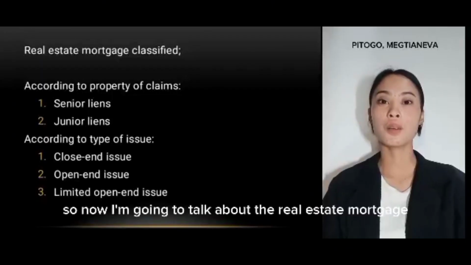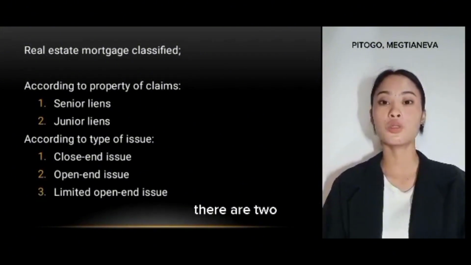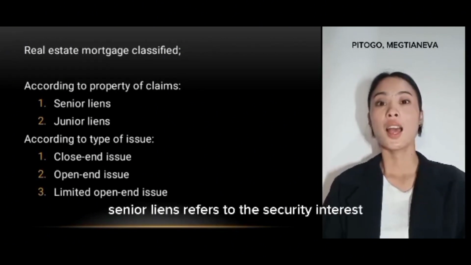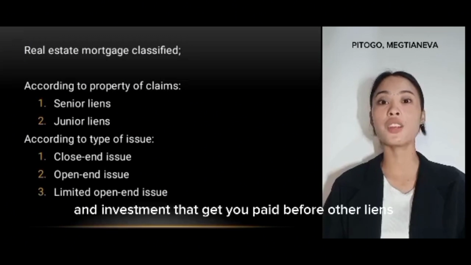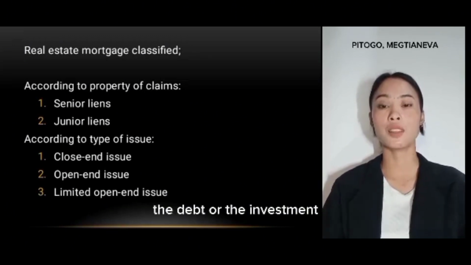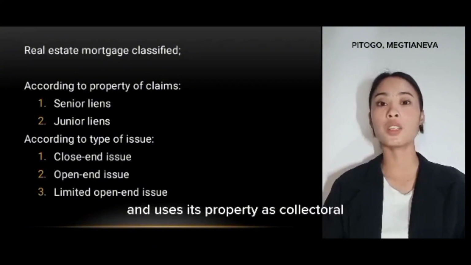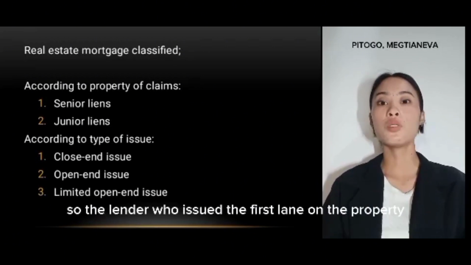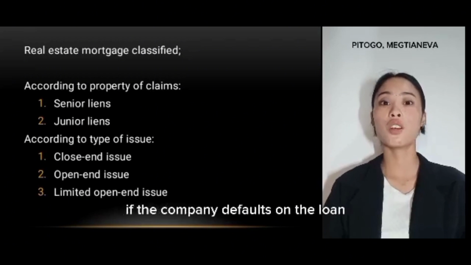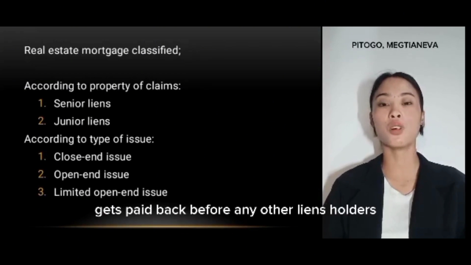So now I'm going to talk about the real estate mortgage. So according to the property of claims, there are two. The first one is the senior liens. Senior liens refers to the security, interest, and investment that get repaid before other liens. Typically, senior liens are the first liens issued with a debt on an investment. So, for example, let's say a company takes out a loan and uses its property as collateral. So, the lender who issued the first lien on the property is considered the senior lien holder. If the company defaults on the loan, the senior lien holder gets paid back before any other lien holders.